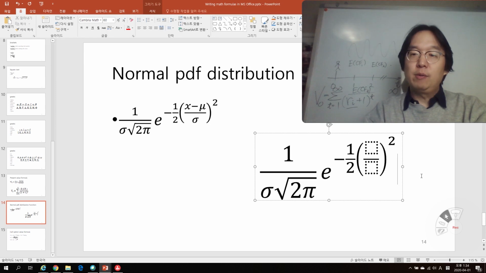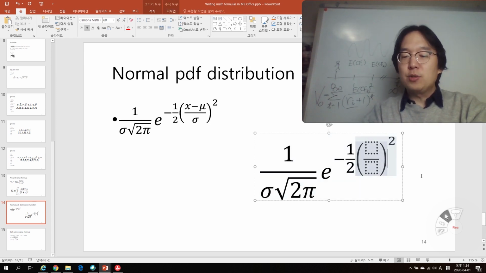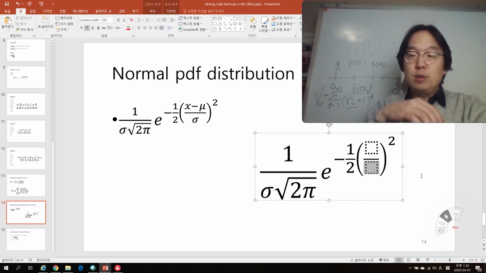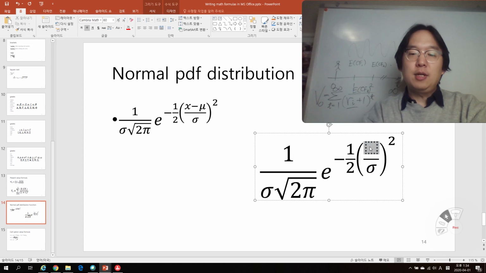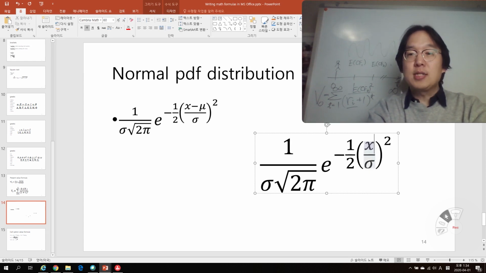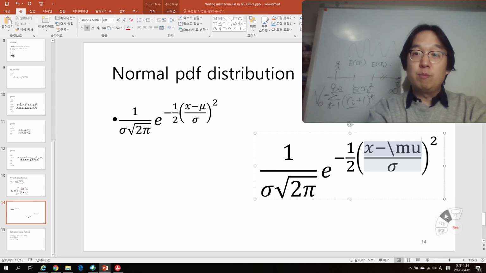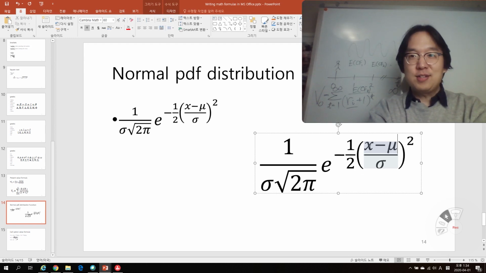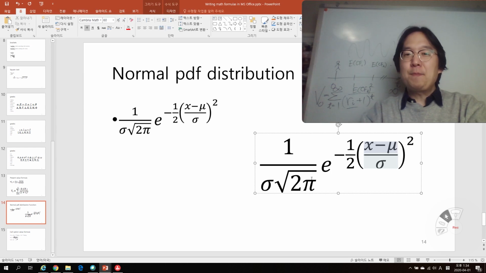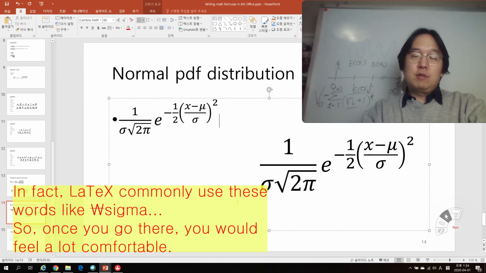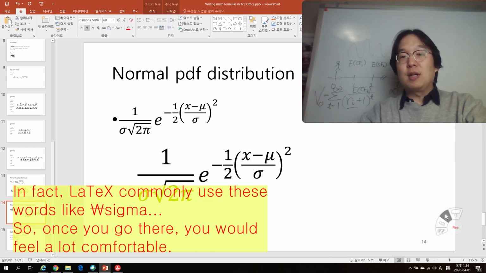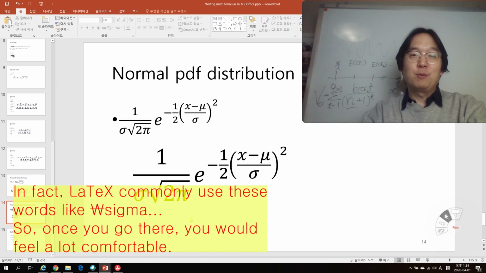Wait a minute. Punch your arrow key to the left, and you locate it to the denominator part. What is that? That's sigma, backslash sigma, and then space. And then here x minus mu, so x minus backslash mu. That's fun, right? That's doable, right? So just remember, don't get discouraged. You just have to be patient, step by step.